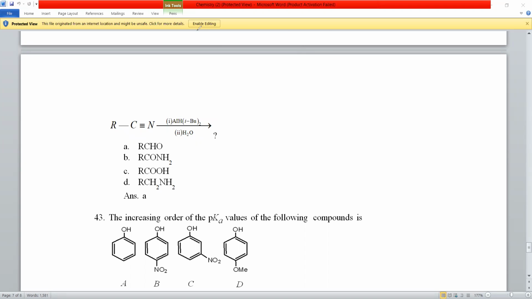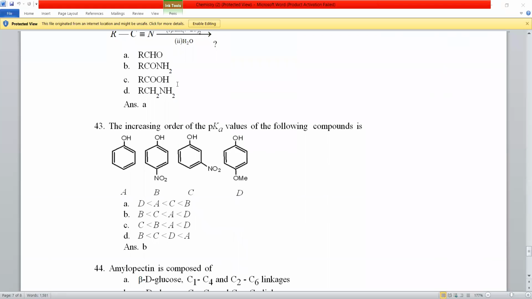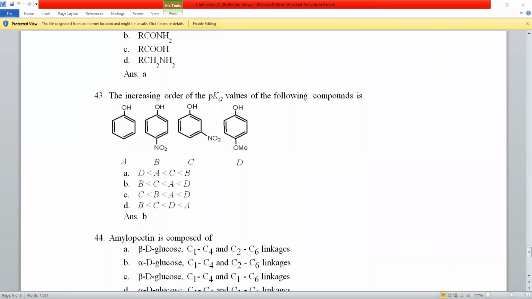Next, question number 43, increasing order of pKa values. Since we know very well, pKa is inversely proportional to Ka. That means when pKa is more, Ka is less. Ka is less means the acidic nature also will be less, it decreases. That is the relationship. So they're asking for increasing order, so first you should find the acidic nature order.